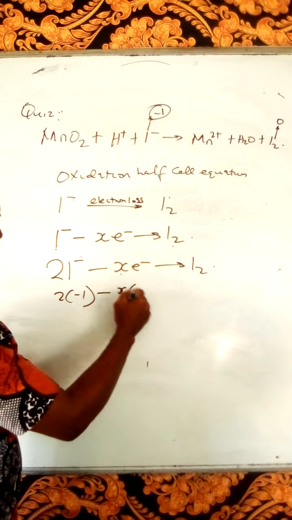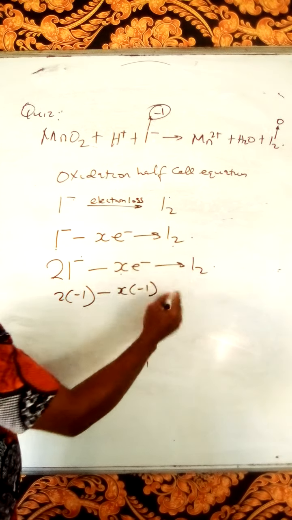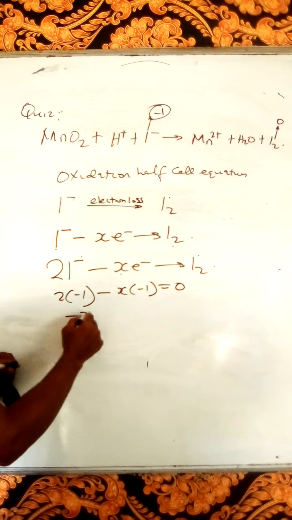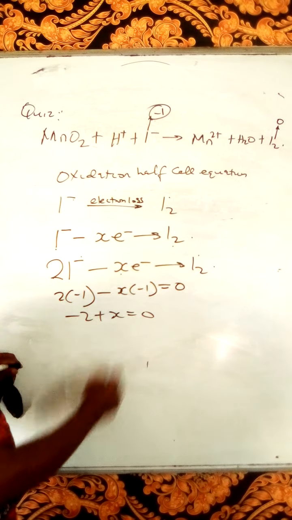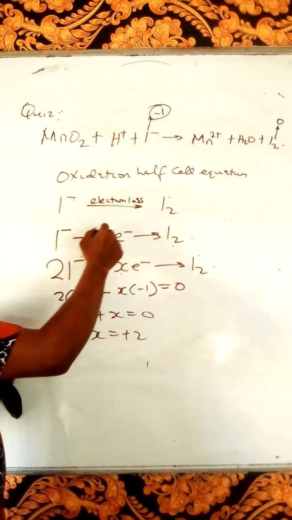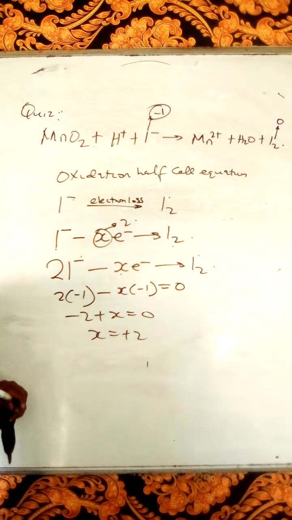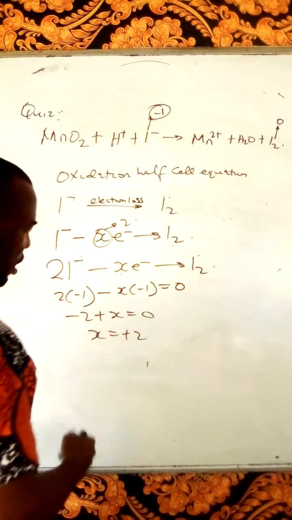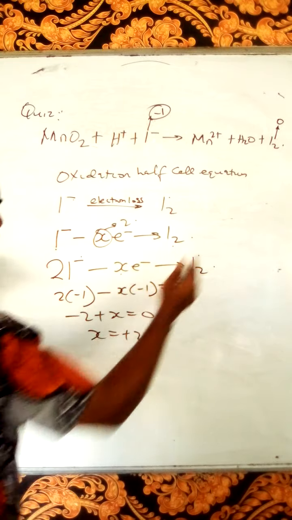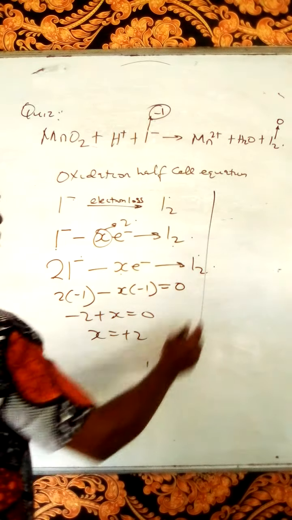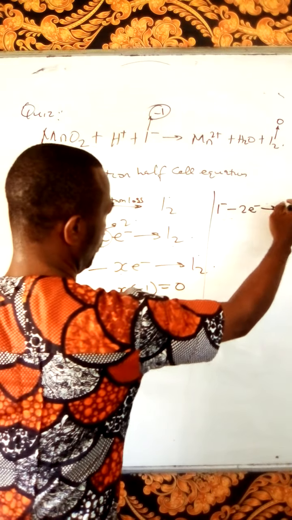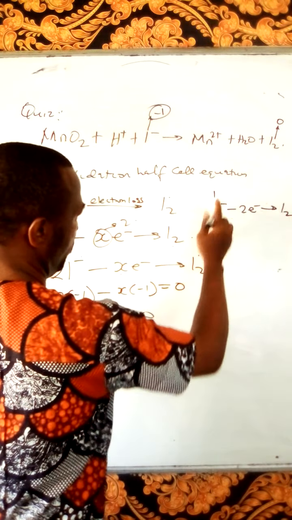Here is x times -1 for the electron, giving us a charge of 0 on the product side. So now I have -2 plus x equals 0. That means x becomes +2. So the value of this is 2. So the oxidation equation can be written as iodide ion losing 2 electrons, giving you iodine molecule. There is 2 in front of the iodide ion, please.